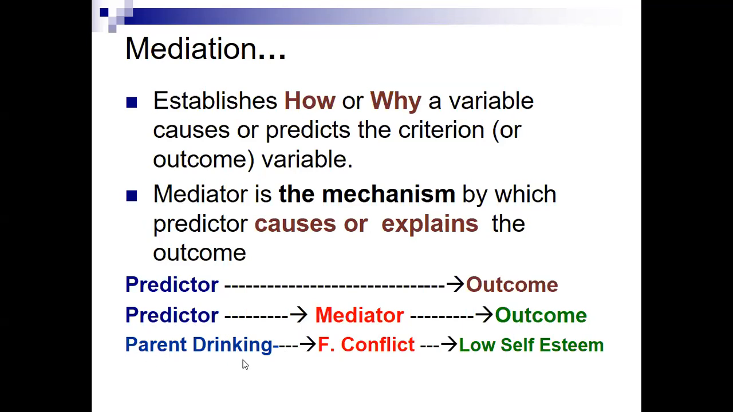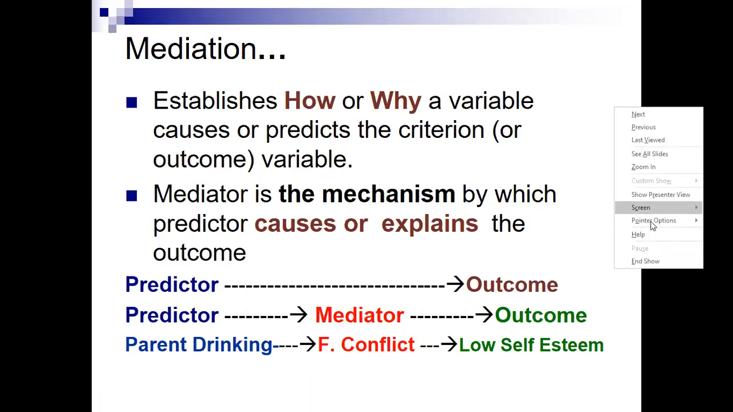First, you have parent drinking, that is, the parent is a drunkard. And then the Y variable is low self-esteem. Therefore we ask ourselves, does family conflict, let's say between a wife and a husband, mediate the relationship between parent drinking and low self-esteem? That would probably be something from psychology. Okay. All right.